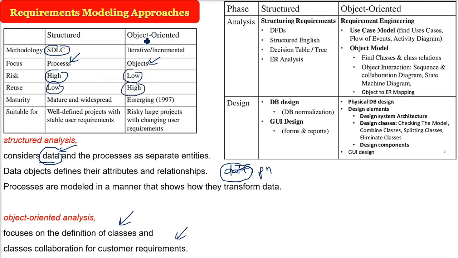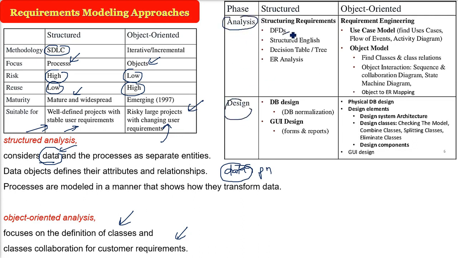The structured way of requirement modeling is mature and widespread. Object-oriented was still emerging, but now it is also mature and widespread. When your project is well defined, and the requirements are well defined, you can use the structured approach. But when the projects are large and the requirements are ever changing, you have to use the object-oriented approach.